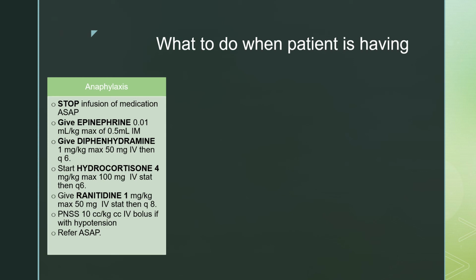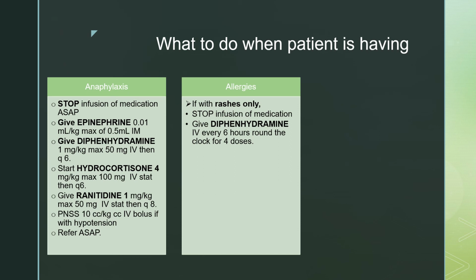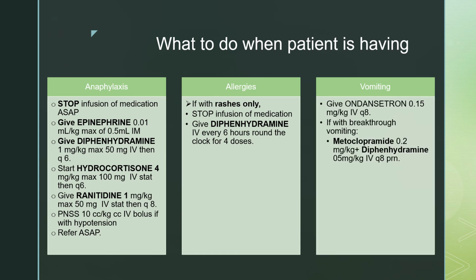And of course, refer. If your patient has rashes only, again, you stop infusion of medication and give diphenhydramine at the same dose. If your patient has vomiting due to the chemotherapy, you give ondansetron every 8 hours. And if still with breakthrough vomiting, give metoclopramide and diphenhydramine. No need to stop the infusion of medication.